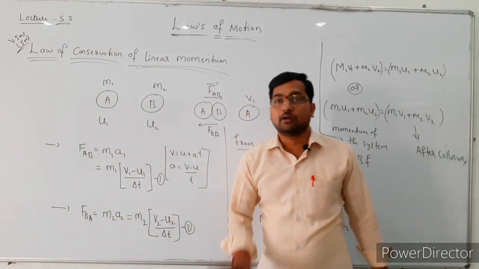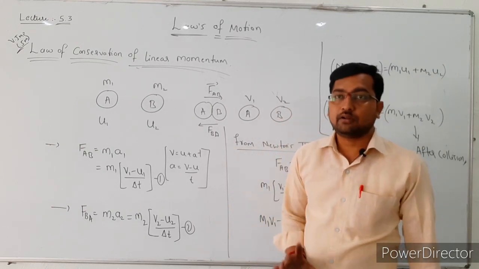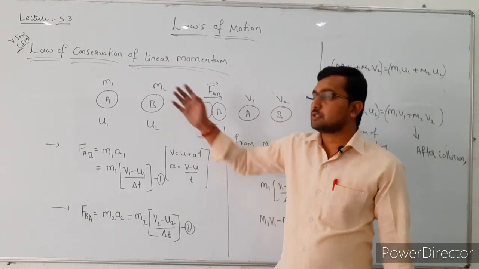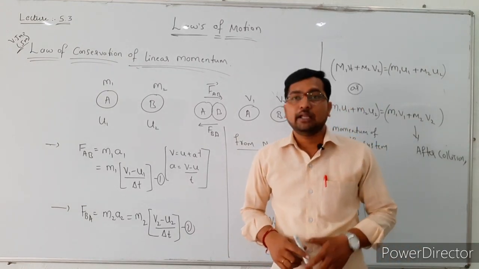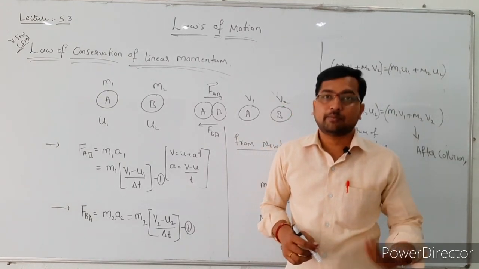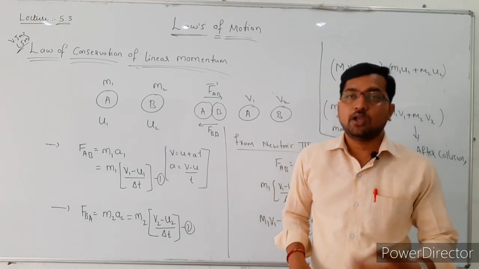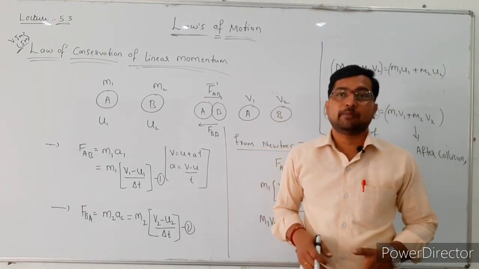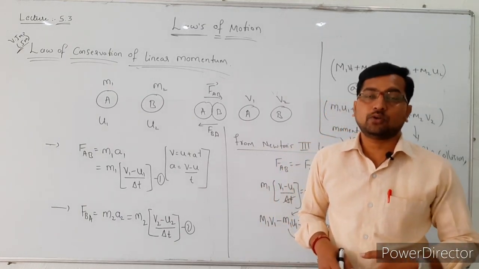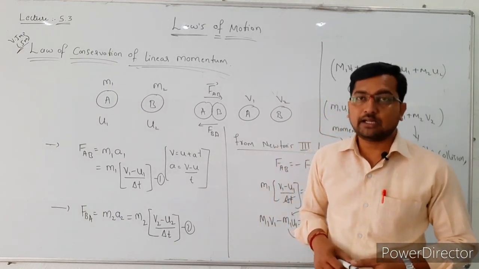It is very important for 5 marks. So first of all, what is the statement of the law of conservation of linear momentum? In an isolated system, the total momentum of the system is conserved. Or, if no external force is acting on the system, the total momentum before collision is equal to the total momentum after collision.